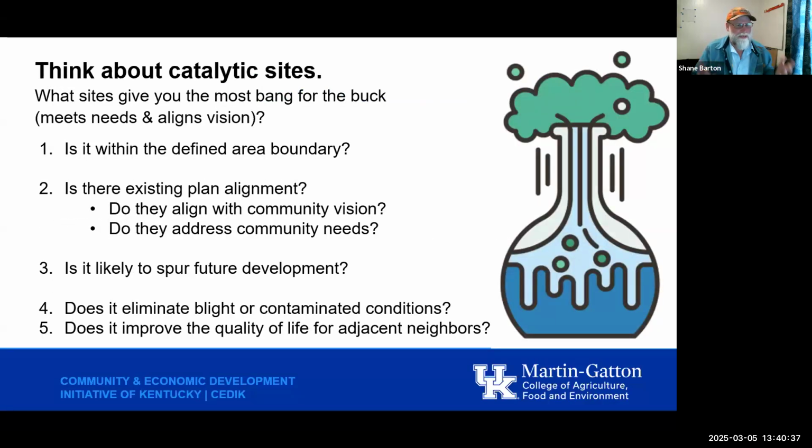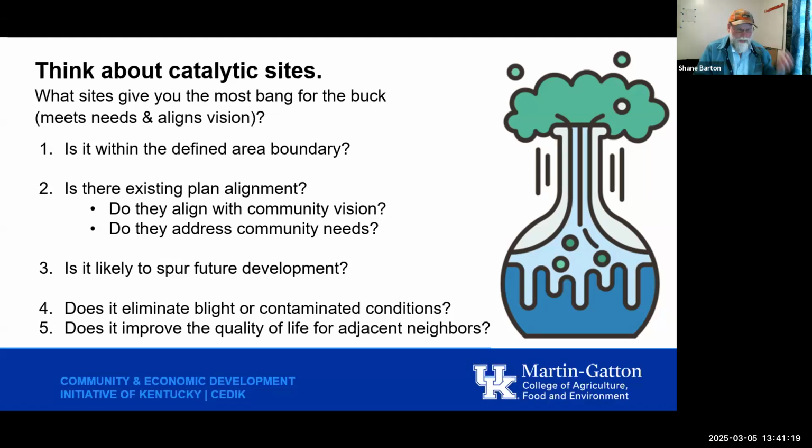Now, as we think about these sites and the feasibility, I often encourage folks to think about catalytic sites. Think about where you're going to get the biggest bang for your buck. Prioritize those. The questions you should be asking yourself are: are they in the area of concern? Is there any plan alignment? Do they align with redevelopment plans or capital improvement plans that our community may have? Are they going to spur future development? How likely are they to attract other adjacent investments? And is redevelopment actually going to eliminate or address conditions of blight?